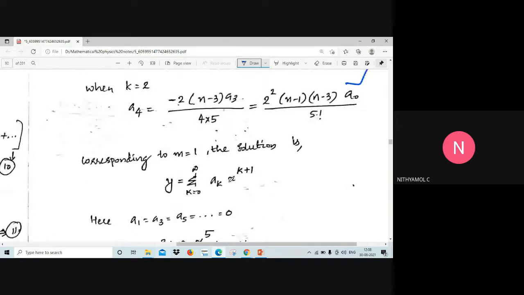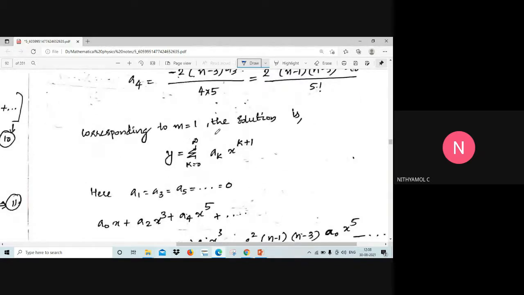Corresponding to m equal to 1, the solution is y equal to summation over k equal to 0 to infinity of a_k x to the power k plus 1, because we assumed the solution is x to the power k plus m. In the first solution, we put m equal to 0. Now it is m equal to 1.